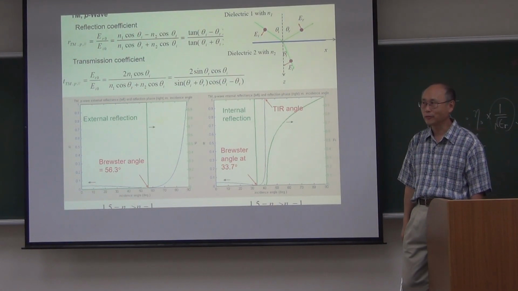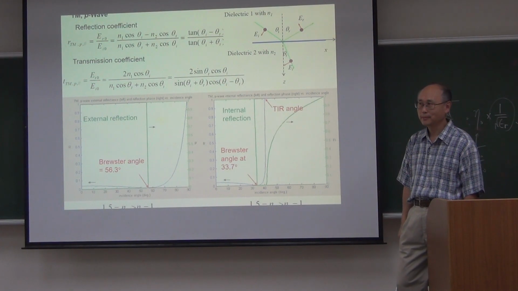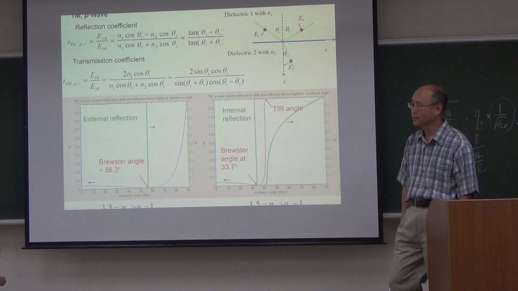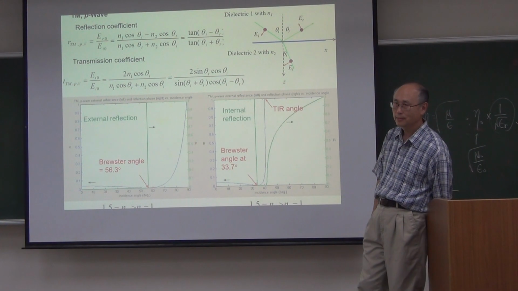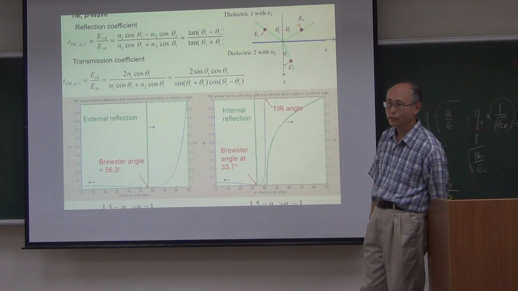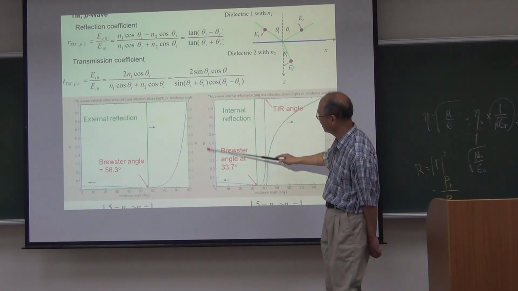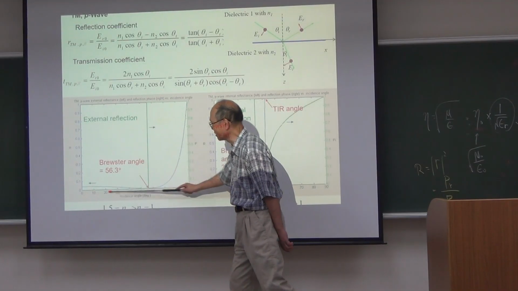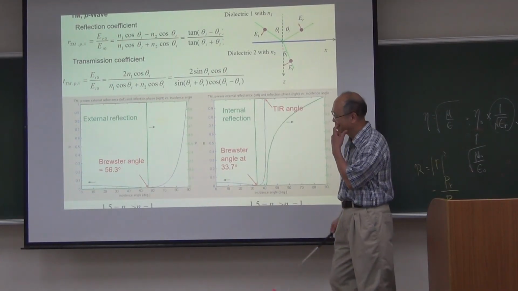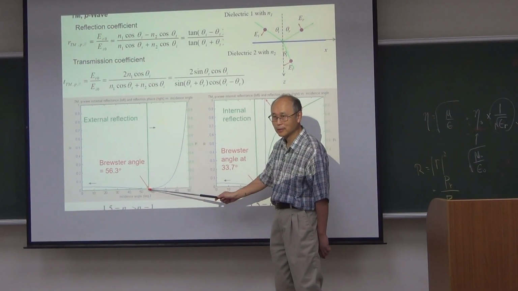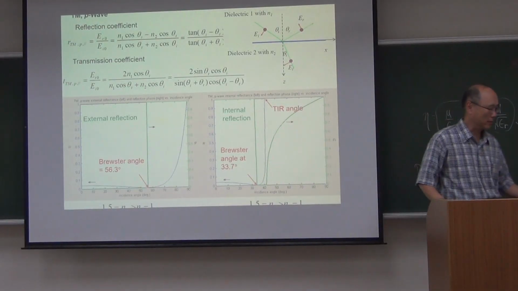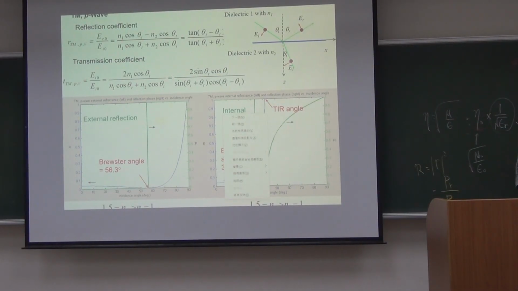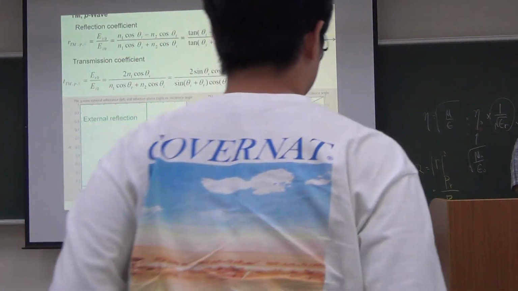Is this too difficult for you? So for the Brewster angle, there is no reflection. We are plotting reflectance versus angle. The reflectance drops to zero. So imagine that you have a piece of glass.